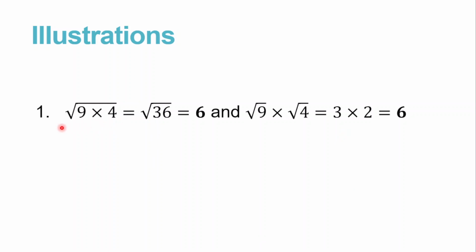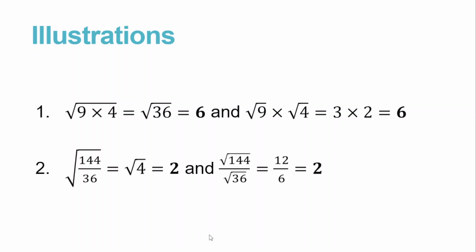But if we want, you can just multiply this first and get 36. And you can just get the square root of 36, and that will equal 6. So it doesn't matter, just use what you're comfortable with. Okay, so I have a second illustration. Let's say we have this. We can first divide 144 by 36, so that will give you 4, and the answer is 2.